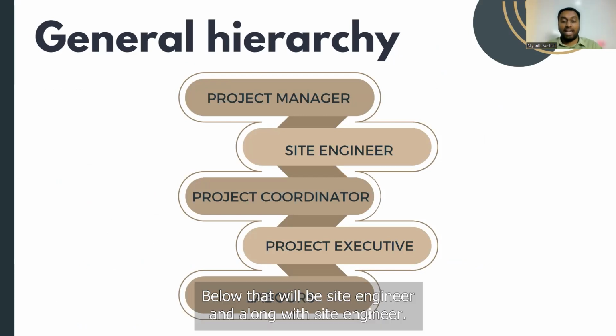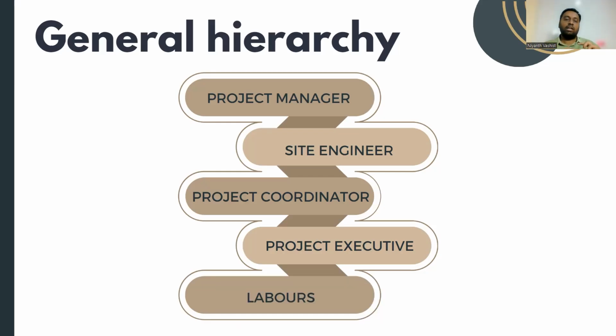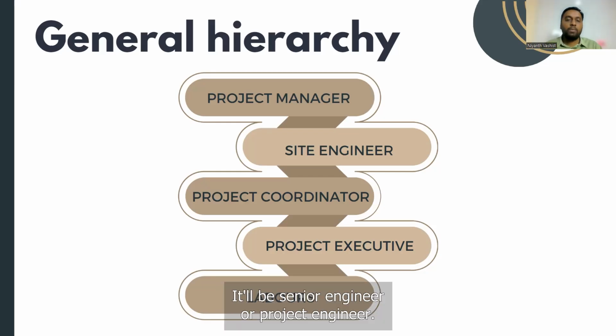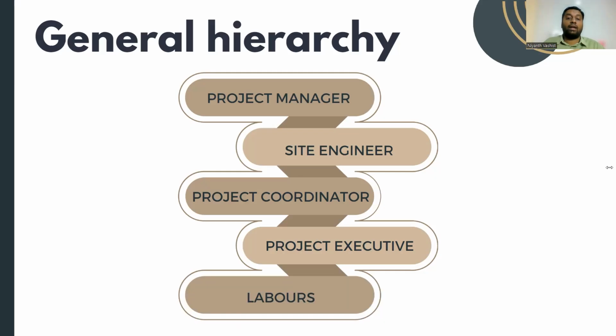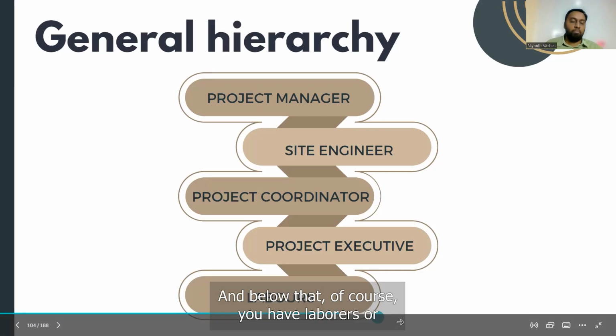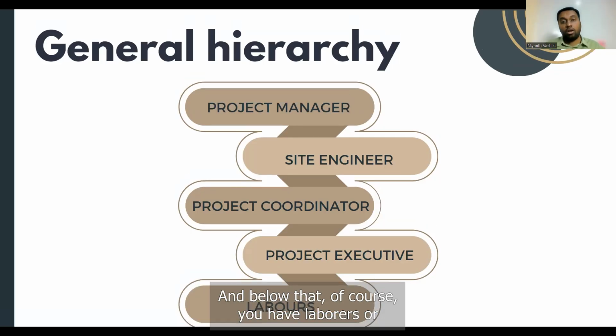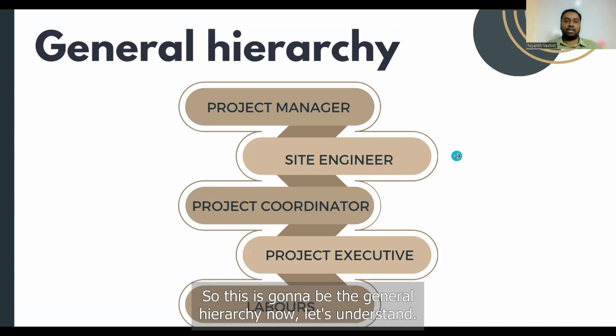Below that will be the site engineer, and normally site engineer is not the entire designation. It will be senior engineer or project engineer. Below that comes project coordinator, and right below that comes project executive. That is where most of the fresh civil engineers are going to be working as well. And below that, of course, you have supervisors and then laborers. So this is going to be the general hierarchy.